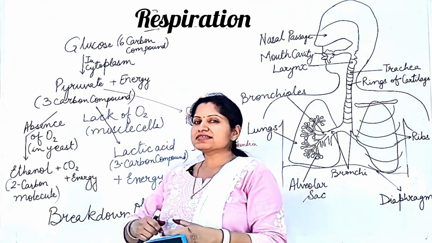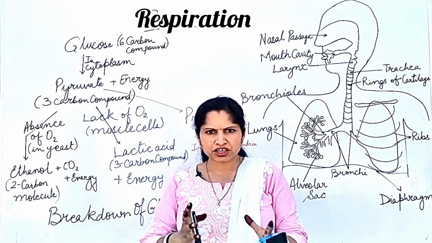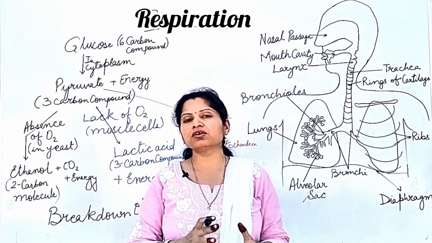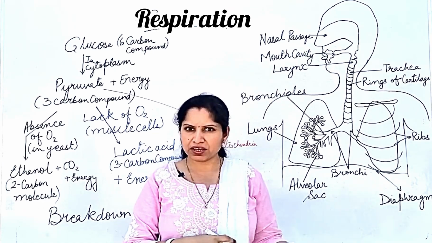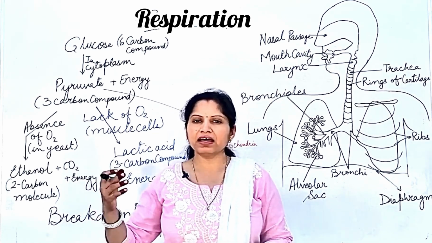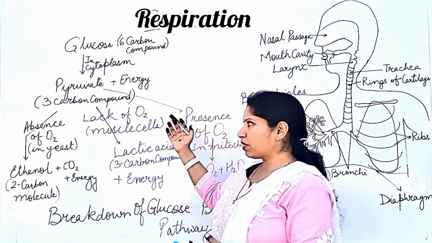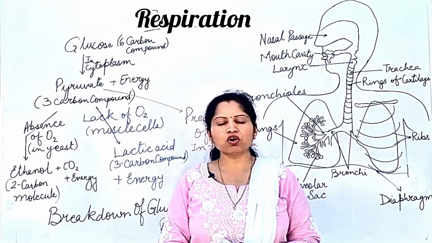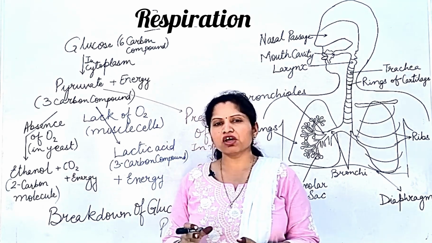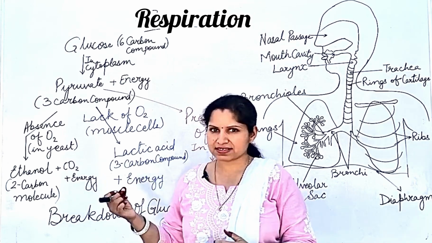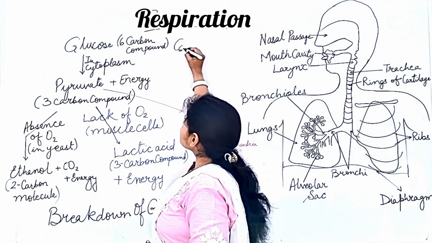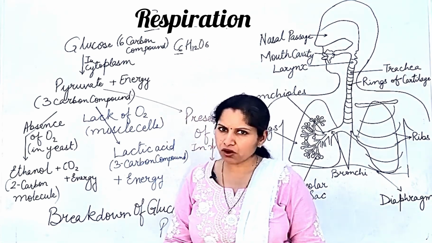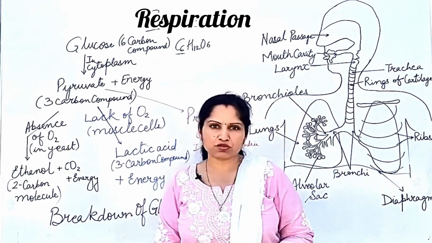Okay, so now let's start with respiration. Respiration means the breakdown of glucose to release the energy. This breakdown of glucose can occur in various ways depending on the type of organism and the requirement. Okay, so we'll talk about that in detail now. Glucose is a 6-carbon compound. Why am I calling glucose a 6-carbon compound? Because the formula of glucose is C6H12O6. C6H12O6 means 6 atoms of carbon are there in one molecule of glucose. So that's why we call it a 6-carbon compound.